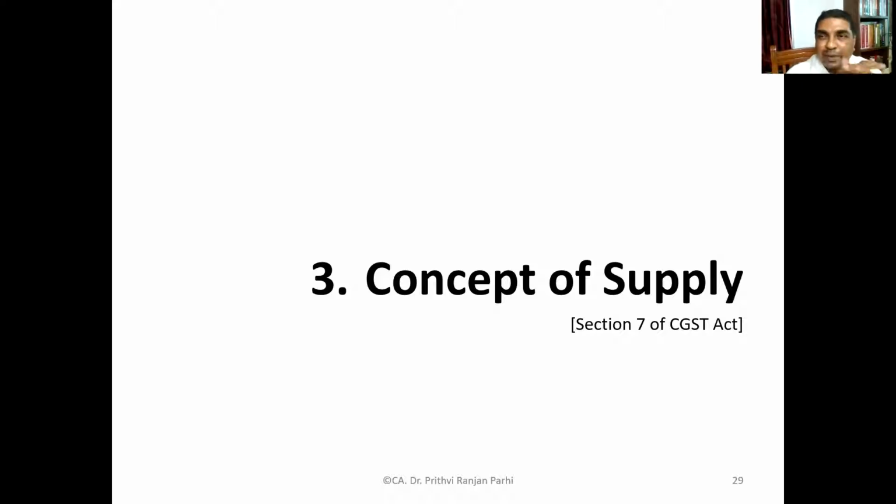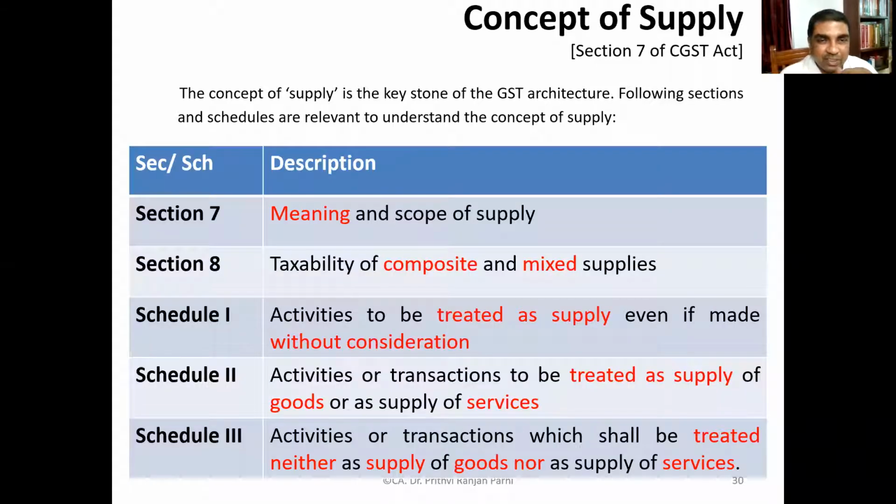Now, friends, we are in a position to understand the concept of supply. For that, we have to read Section 7 of the CGST Act, which you have already seen. Not only Section 7, the other related sections like Section 8 and some other schedules also we need to learn. And you can say supply is the keystone of the GST architecture.